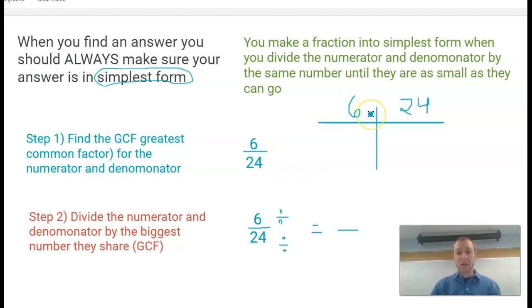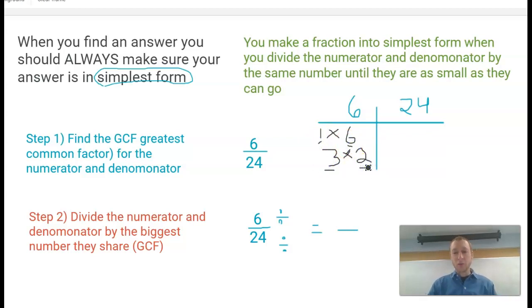So what are the factors of 6? How can we get 6? Well, hold on, I'm going to color here. Well, let's see. 1 times 6 is 6. Any other way to get 6? Yep. 3 times 2 is 6, right? So that means the factors of 6 are 1, 3, 6, and 2.